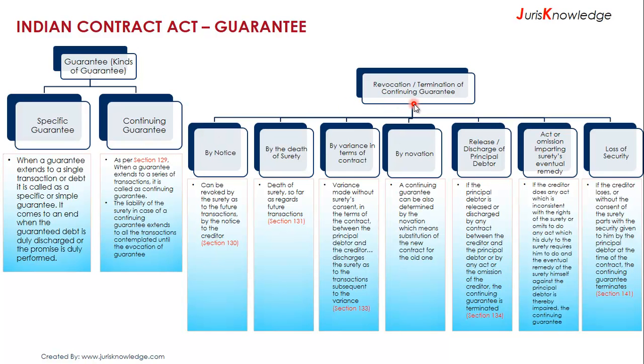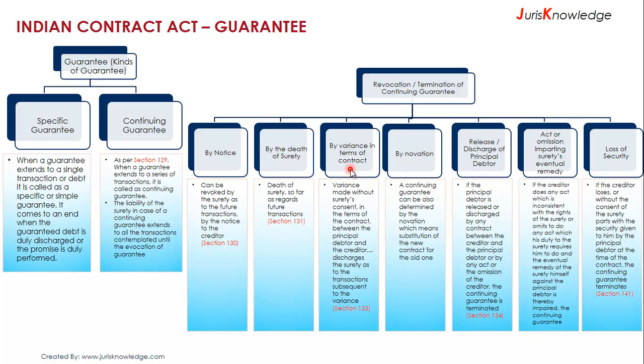There are certain scenarios or situations when the revocation or termination of a continuing guarantee can happen. Let's have a look at those specific scenarios. One, the revocation can happen by notice. It can be revoked by the surety as to future transactions by notice to the creditor. It is as per section 130. Two, by the death of the surety, so far as regards future transactions, section 131, the continuing guarantee gets revoked.